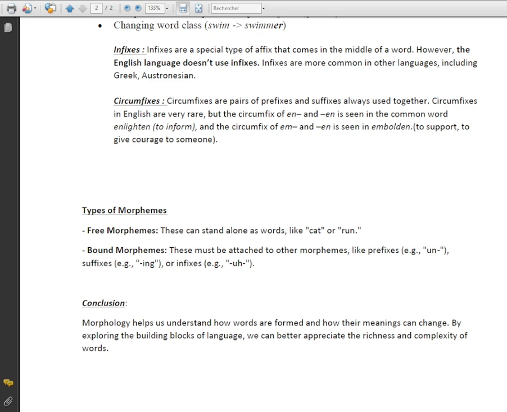And finally, we're moving to the conclusion. Morphology helps us understand how words are formed and how their meaning can change. By exploring the building blocks of language, we can better appreciate the richness and complexity of words.